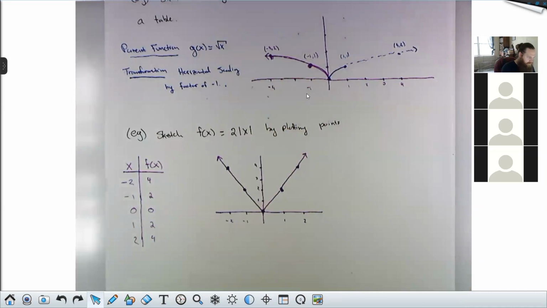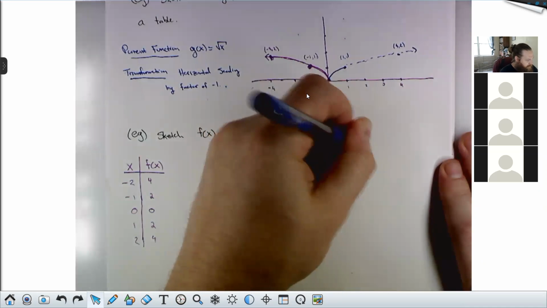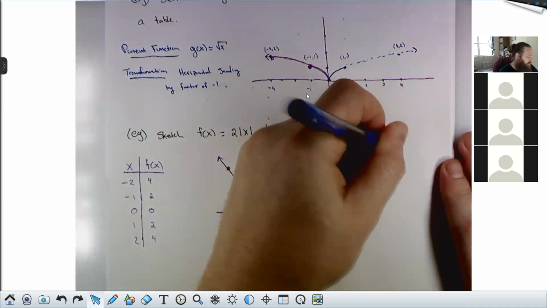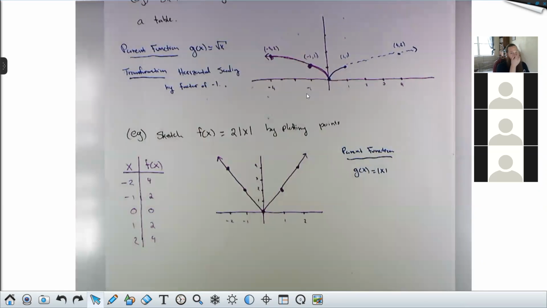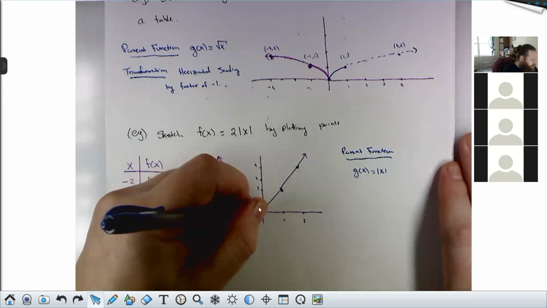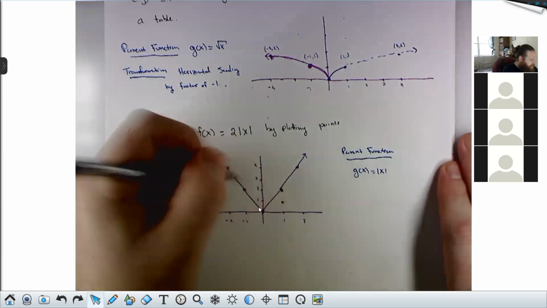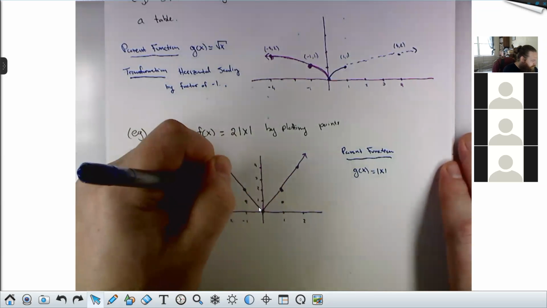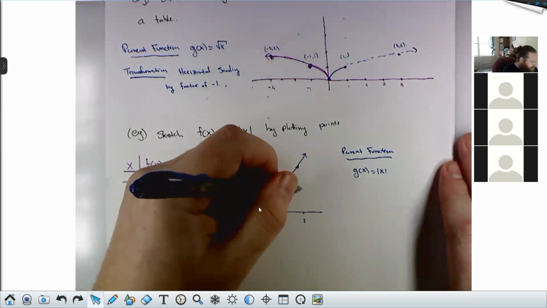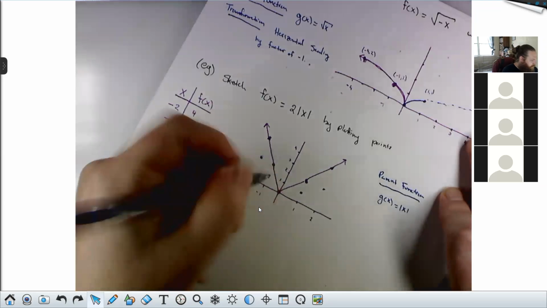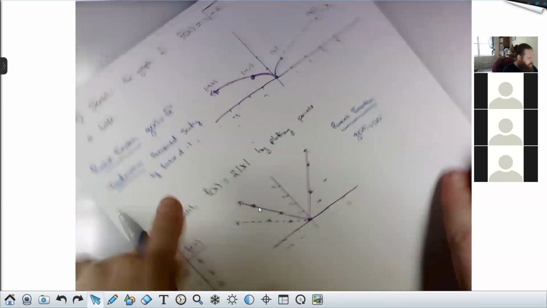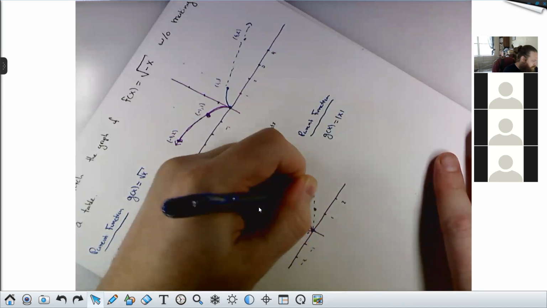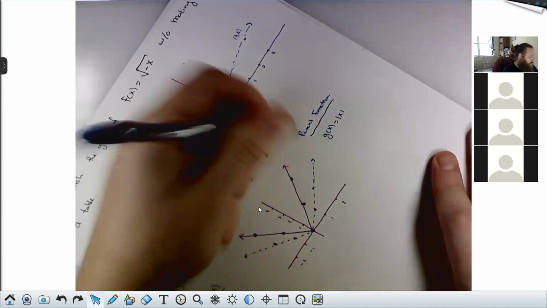And you may have guessed from the choice of language there that the parent function here is g of x equals the absolute value of x. And I'm going to add in the parent function here in blue. So (0, 0), and then we would have (1, 1), and (-1, 1), (-2, 2), and (2, 2). So here comes the parent function. All right, there it is.